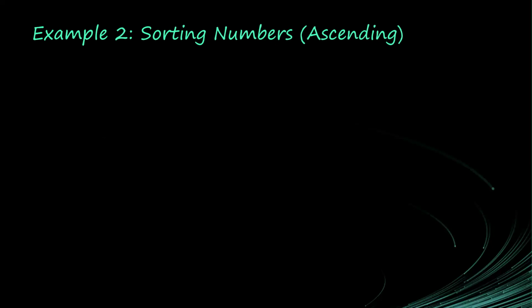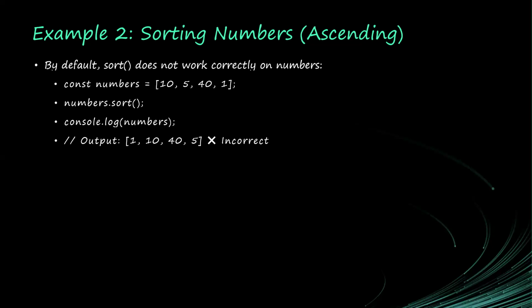Then you can also sort numbers in ascending order. By default, the sort method does not work correctly on numbers. If you don't provide the compare function, it will not work correctly with numbers, so you will have to provide it. Look at this example. We have 10, 5, 41 in this array, and we are just calling the sort method without any compare function. This is what it returned.